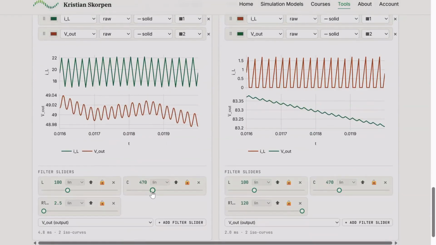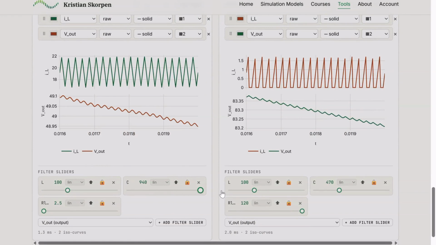So here you can see that if we increase the capacitance, it's kind of hard to see, but you reduce the ripple.